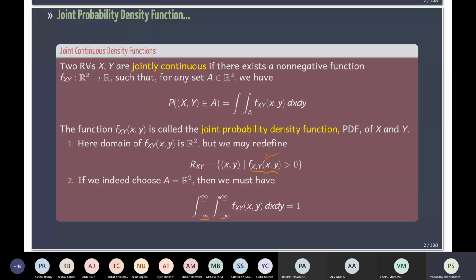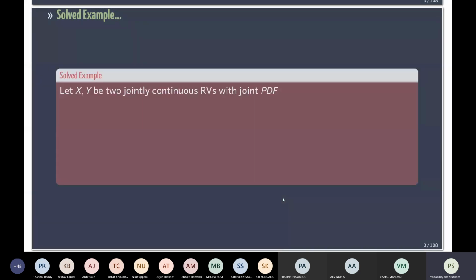So just like in the single variable case, if we integrate over minus infinity to infinity and minus infinity to infinity, the probability should turn out to be 1 for this to be a valid PDF. It must integrate to 1. This is just the extension, and since we have two variables, now we have a double integral, so we have to integrate with respect to x as well as y.